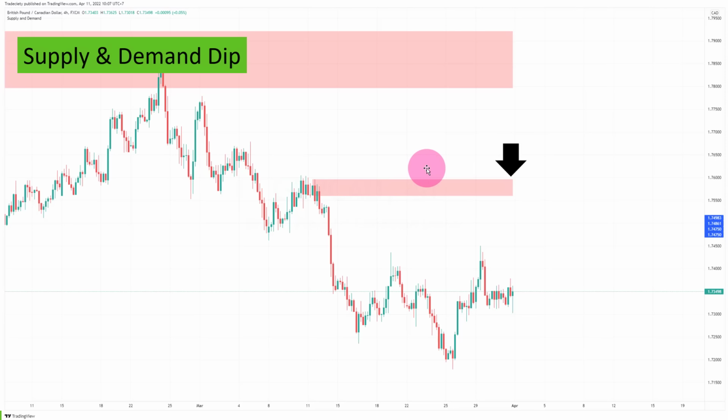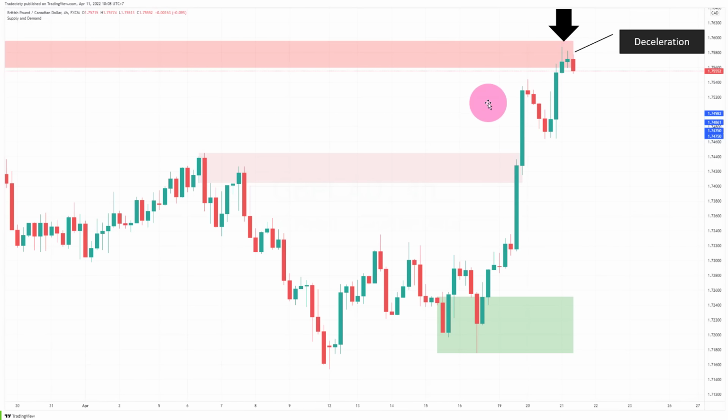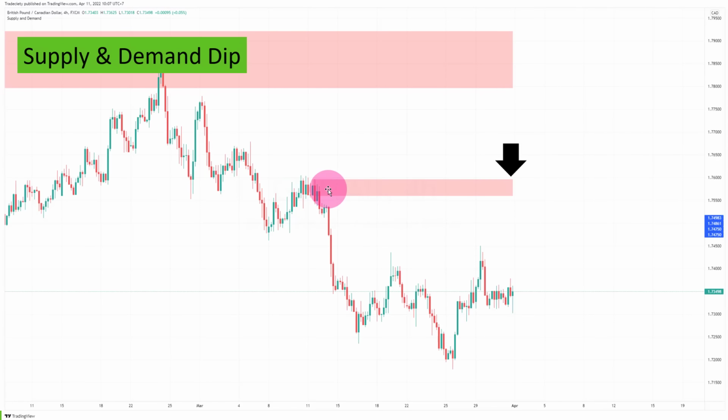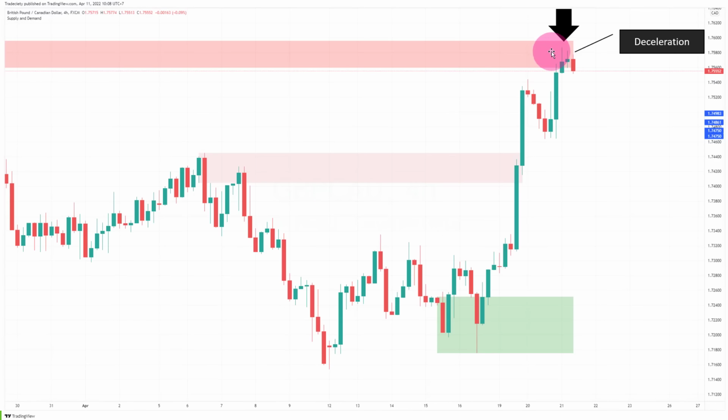Now we come to the supply and demand zones. The way you want to approach this is to identify strong supply and demand areas and then wait for the market to get there. You can see this is the zone that we have identified, and the market comes back to it, and there's deceleration. Here, for example, there's also a supply zone, but there was no deceleration. You can see that the market moved higher, and then the next candle was a continuation.